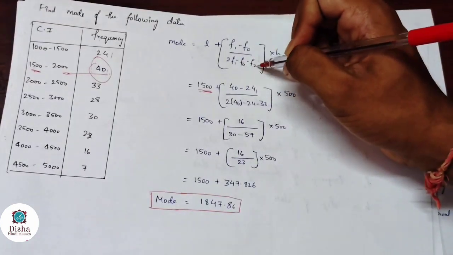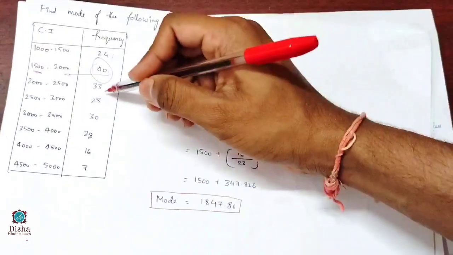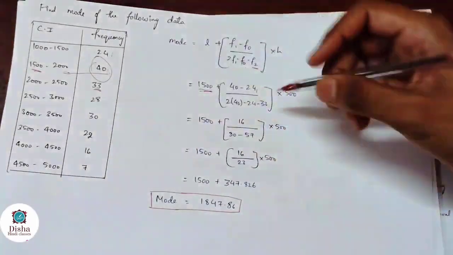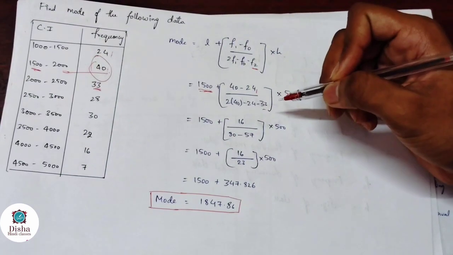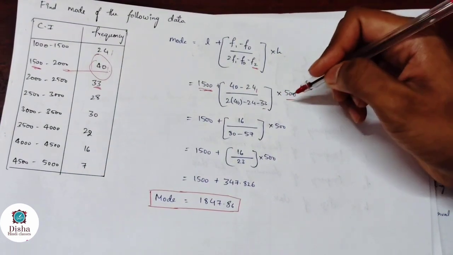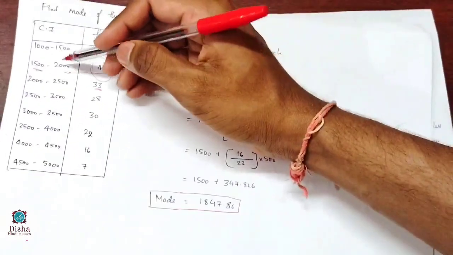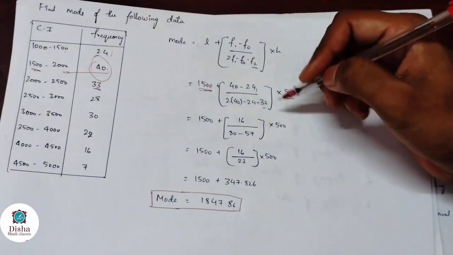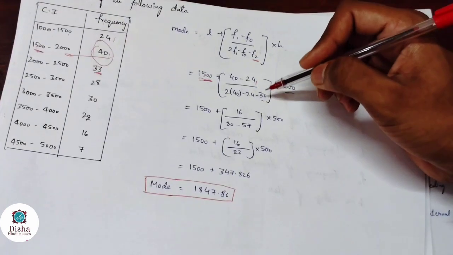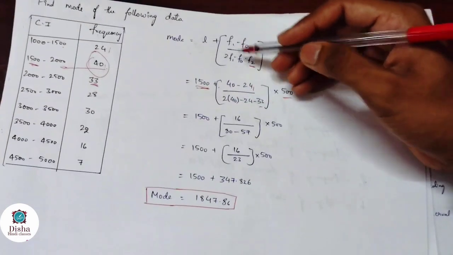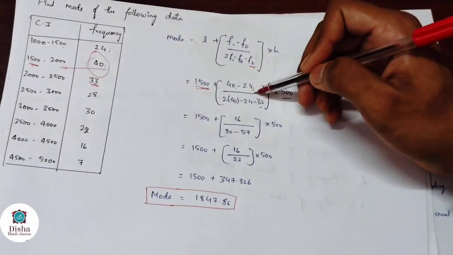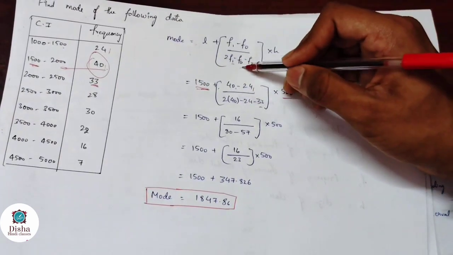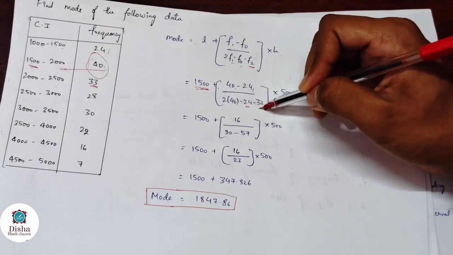Now what is F2? F2 is the succeeding frequency. Succeeding means the next frequency to the model class. It is 33. So here we have taken it as 33. And what is the height or the length of the class interval? It is 500. 1500 minus 1000 gives us 500. So if we substitute all the values, we get 1500 plus F1 is 40, F0 is 24, and 2F1, F1 is 40, F0 is 24 and F2 is 33.